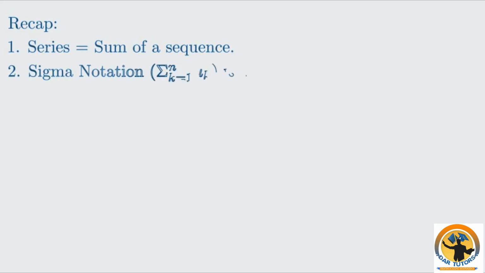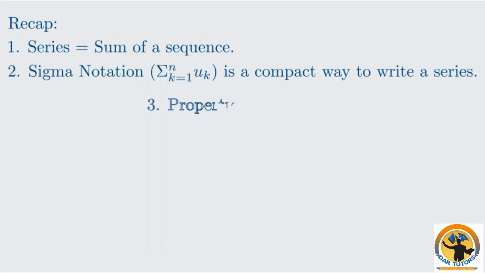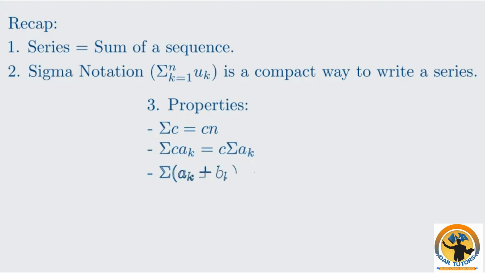We then introduced sigma notation as a compact way to write a series, with a general term, an index, and upper and lower limits. We explored the key properties of sigma notation: the sum of a constant, the constant multiple rule, and the sum and difference rule. These properties are crucial for manipulating and evaluating series. We also saw how to derive the formula for the sum of the first n integers, and how to apply these concepts to solve more complex problems, including finding unknown constants and simplifying expressions. You are now equipped to define a series, use sigma notation, and apply its properties. Keep practicing these skills, as they are fundamental to many areas of mathematics.